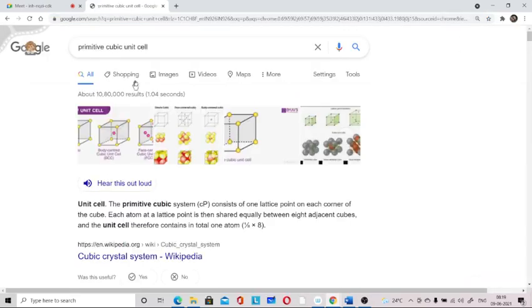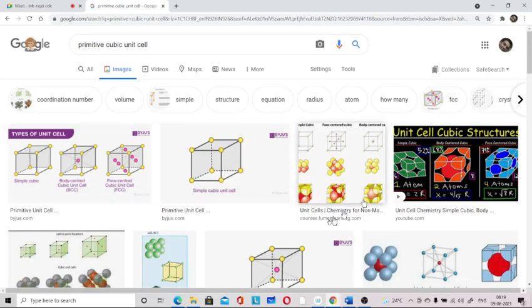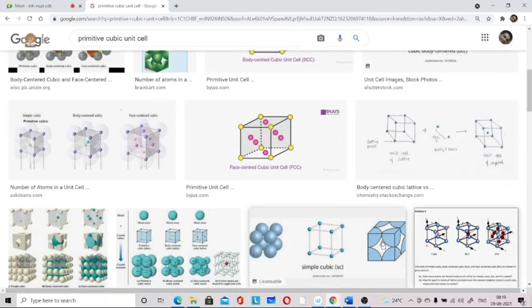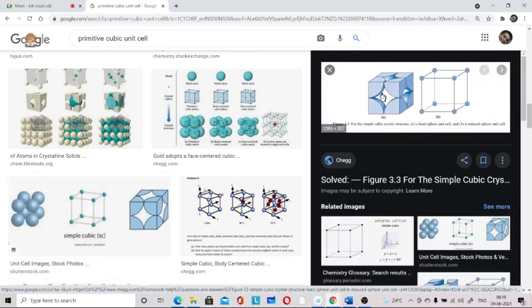Okay, see the images. I told you, the images that we saw yesterday also. Okay, this one. Here you can see there is the 1 by 8 of the cube. So there is a lot of empty space there. Around 48% is the empty space. You can see that one.